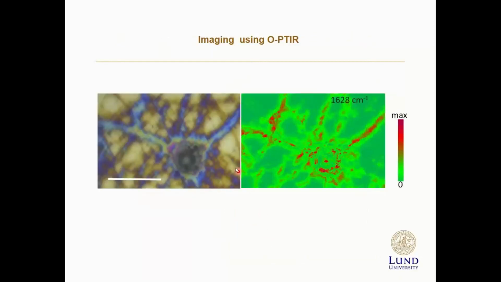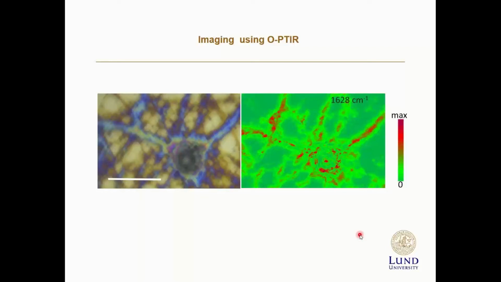Then what we did, we imaged neurons using optical photothermal infrared. Using optical photothermal infrared, we recorded several maps at different frequencies. For example, 1656 to get total protein contribution. Then we recorded maps at 1628 to locate the presence of beta sheet structures. Also, we recorded maps at 7040.